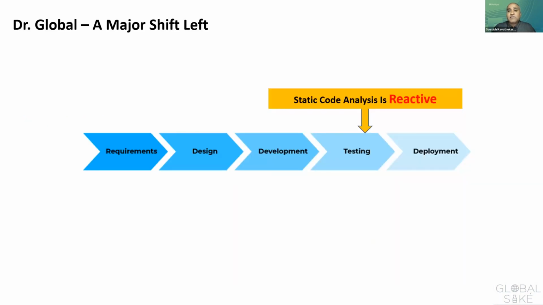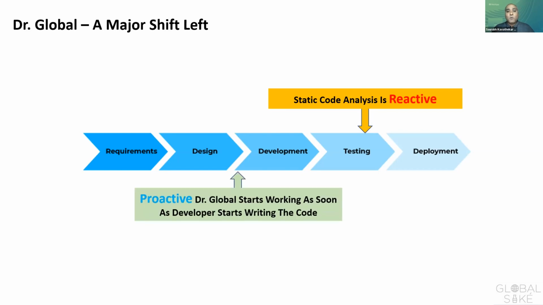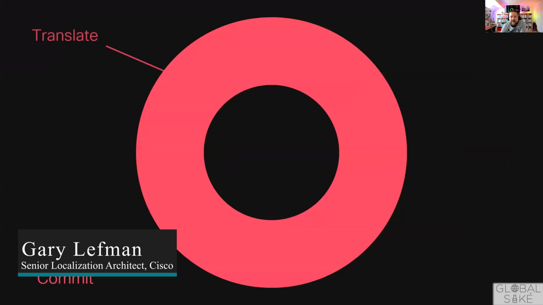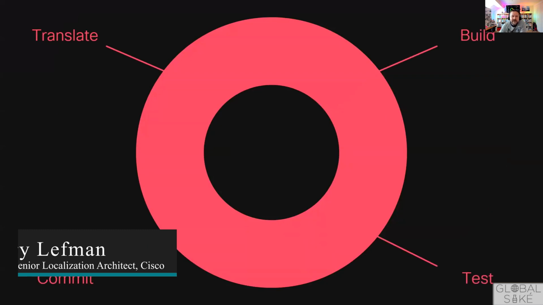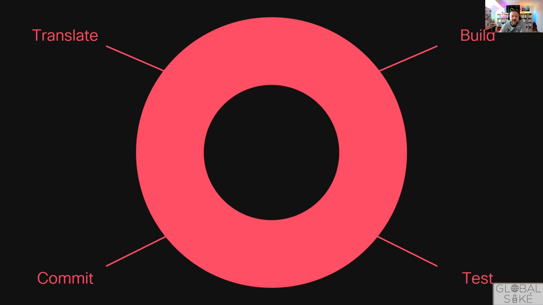The prevailing static code analysis tools are reactive, and that is because they work only when the issue has made its way into the source code. However, with Dr. Global, it starts working as soon as the developer is writing the code, and thus it becomes a proactive technology. Continuous localization could be more than just file pushing. They can be building, testing, and performing other autonomous functions too.